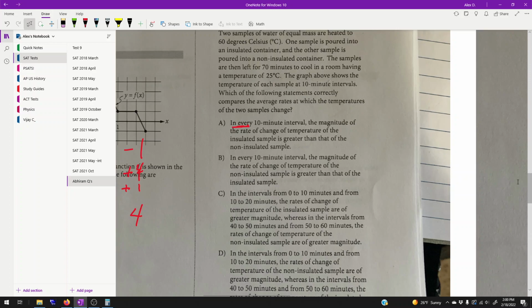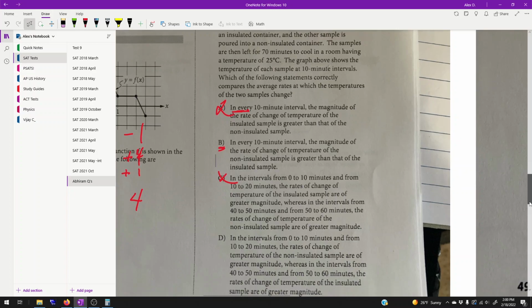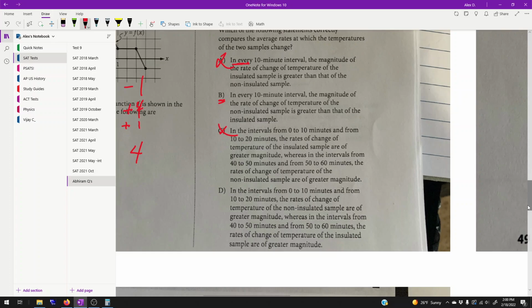Every 10-minute interval, non-insulated is greater. That's just patently false. The intervals from 0 to 10 and 10 to 20, insulated are of greater magnitude. That's just false. And that's false anyway. It was B that's true at the beginning, but not true at the end. And then here, 0 to 10, 10 to 20.